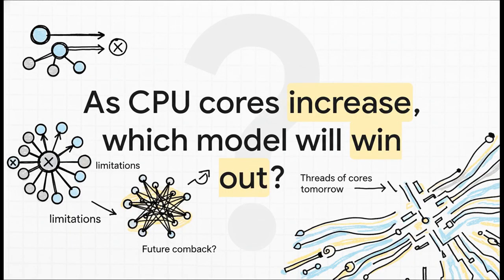And that leaves us with a really fascinating question for the future. As we move towards CPUs with massive core counts, dozens, maybe even hundreds of cores, the overhead of that one-to-one model becomes a bigger and bigger problem. But at the same time, the limitations of the many-to-one model become even more crippling. So will the complex many-to-many model make a comeback? Or will we see entirely new architectural blueprints emerge to manage the threads of tomorrow? It's a question that engineers are grappling with right now.